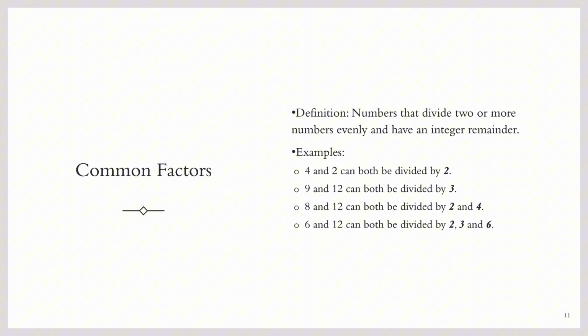If, for example, we look at the third example, that is 8 and 12, they can both be divided by 2 and 4. It means that they have the common factors 2 and 4. Both of these are their common factors. Similarly, for the last example, 6 and 12 can both be divided by 2, 3 and 6. 2, 3 and 6 are all common factors of 6 and 12.